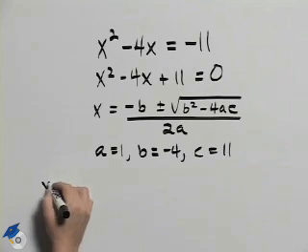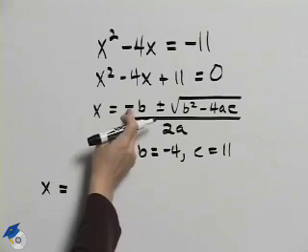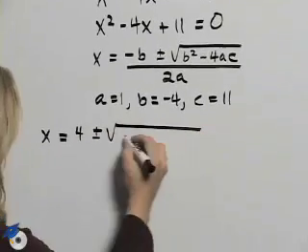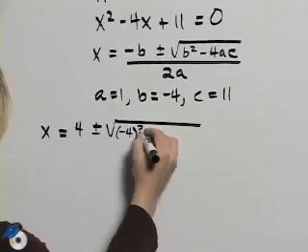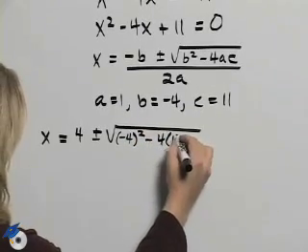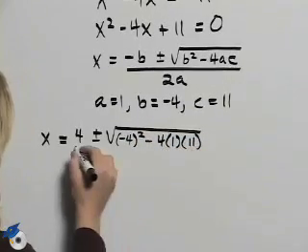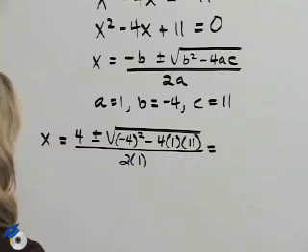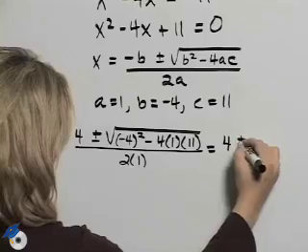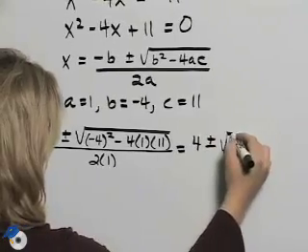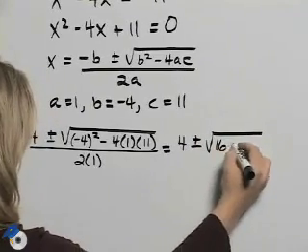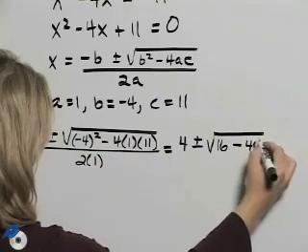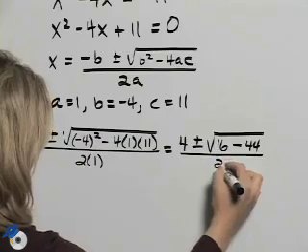So we'll have x equals minus b, which is 4, plus or minus the square root of b squared minus 4 times a times c. We'll put that all over 2 times a. Now simplifying this, we'll have 4 plus or minus the square root of 16 minus 4 times 1 times 11 is 44. That will be all over 2.